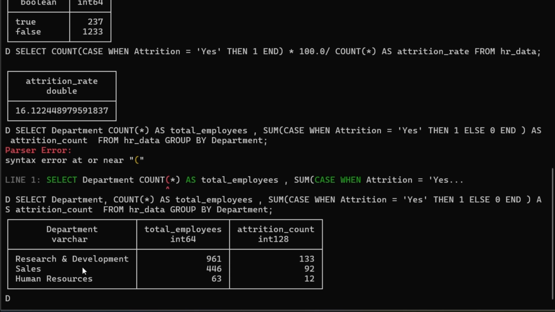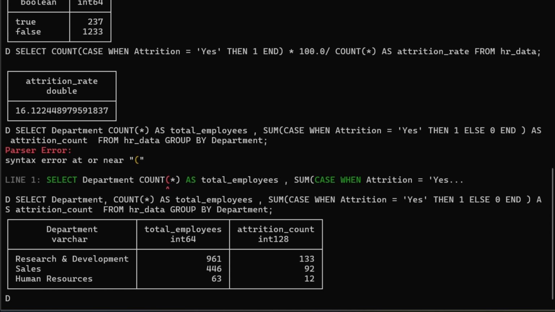About sales, that's 446 and the attrition count is 92, and human resources 63 and attrition is 12. That's the lowest. This shows the total employees per department and how many left from there. Now we can identify high risk departments. We can understand that research and development has the highest attrition count, more than sales and human resources. And we can also consider sales, because 92 compared to 446 is a good amount, while 961 and 133 are literally small values.